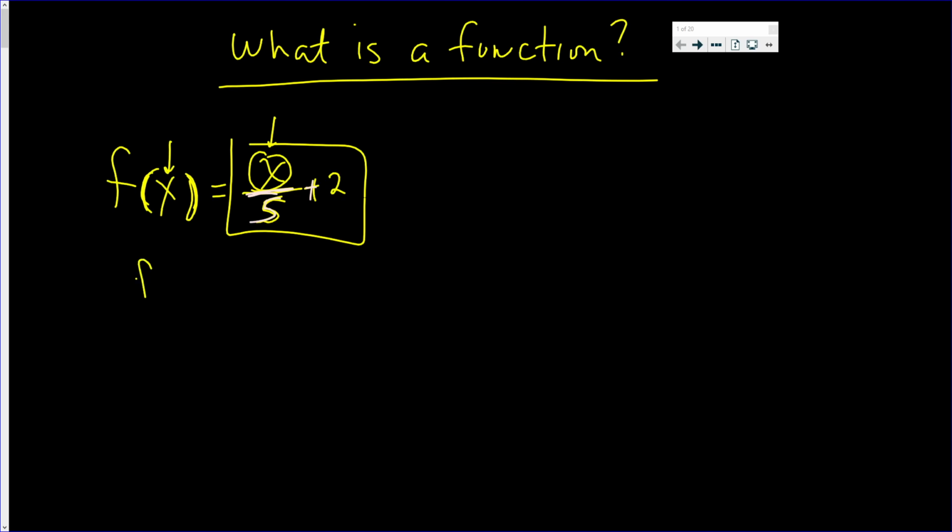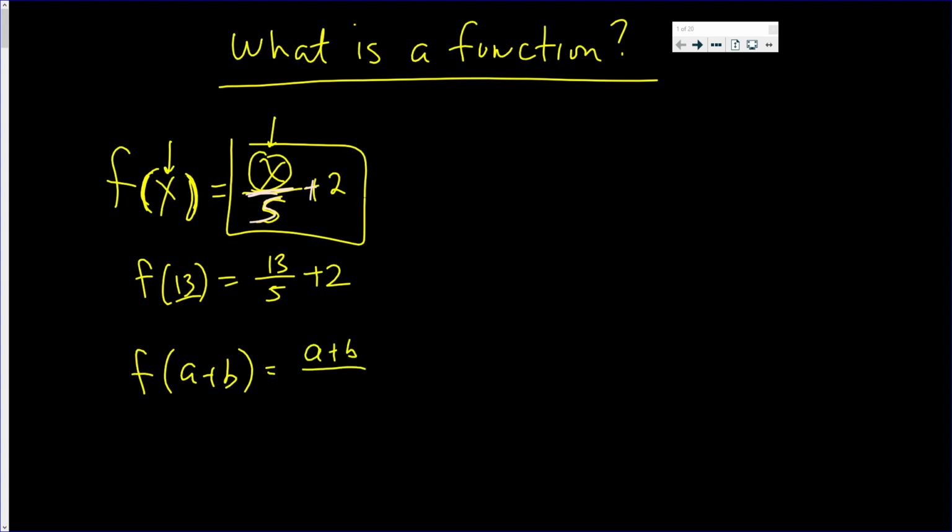So, if I were to ask you what f of 13 is, you would say not a problem. I'll take what's in the brackets, I'll divide it by 5, and I'll add 2 to it. What is f of a plus b? Not a problem. I'll take what's in the brackets, I'll denote that I'm dividing it by 5, and I'll denote that I'm adding 2 to it. What is f of negative 4? I take what's in the brackets, I denote that I'm dividing it by 5, and I add 2 to it.